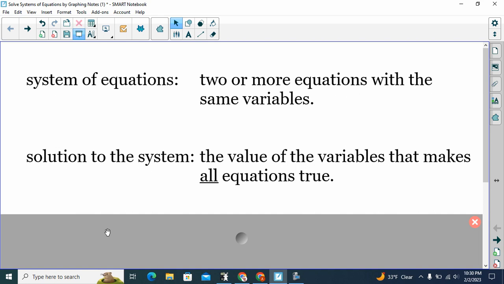So if we have a system of equations that has 8 equations in it, and we have found what we think might be a solution, and we're checking it, and it works in 7 of those equations, but then it makes the 8th equation false, it is not a solution. It has to work in all of the equations that are given to be a solution.